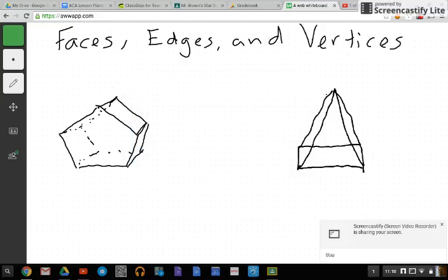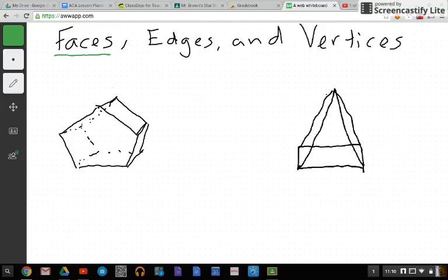One thing you have to know how to do on 3D figures is you have to know how to name their faces, their edges, and vertices. Now, vertices is a plural. The actual singular word is vertex, but we'll look at that in just a moment. Okay, so faces are the flat areas.